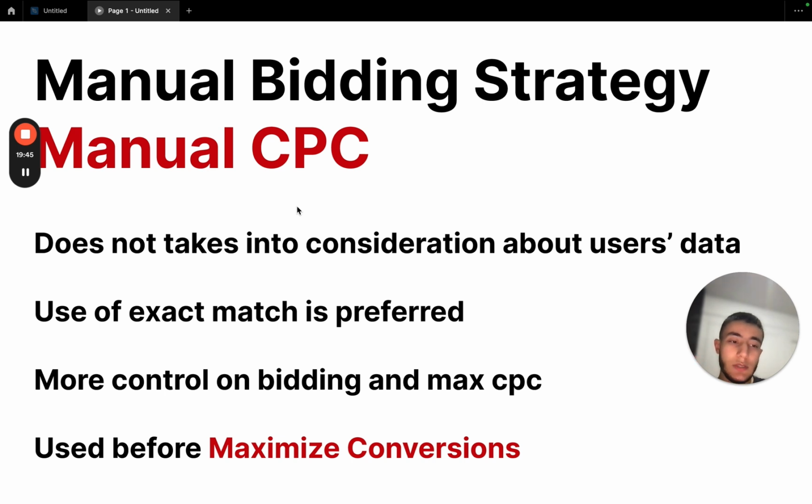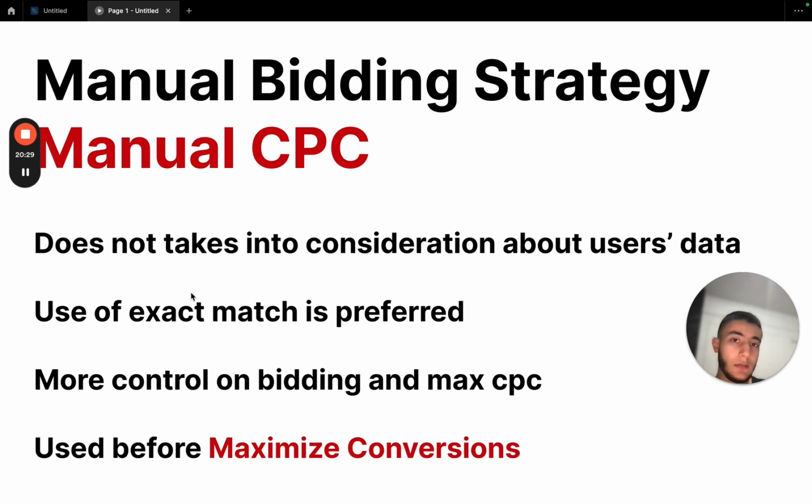So I usually start with manual CPC and experiment between manual CPC and maximize conversions, and whichever works best, I choose that. And usually the testing begins after 3 months of manual CPC. So in these 3 months, I'm giving Google Ads as many conversions as possible and training the Google AI to make me great conversions when I switch to maximize conversion value or maximize conversions. So use exact match with manual CPC.